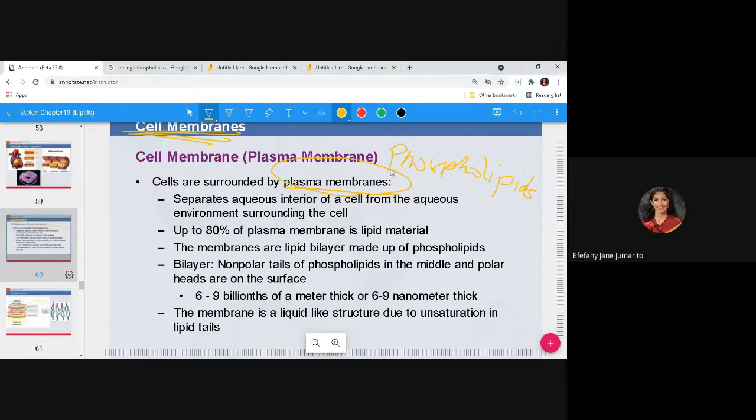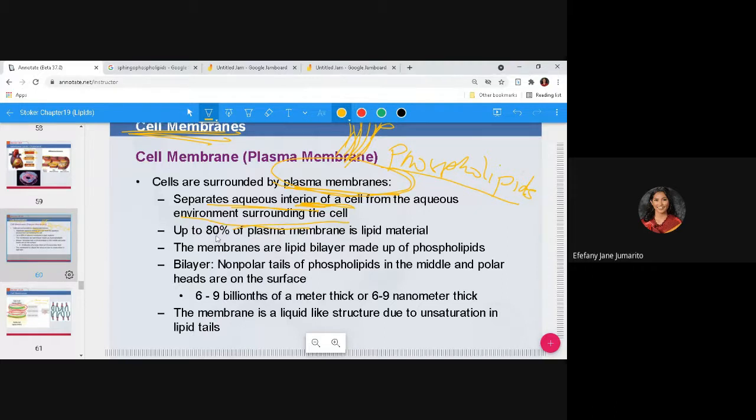phospholipids. Yes, the phospholipids. Now, the sphingophospholipids are found in the axon and dendrites, in the myelin sheath. Now, the phospholipid in your plasma membrane separates the aqueous interior of the cell, inside the cell, from the outside environment surrounding the cell.